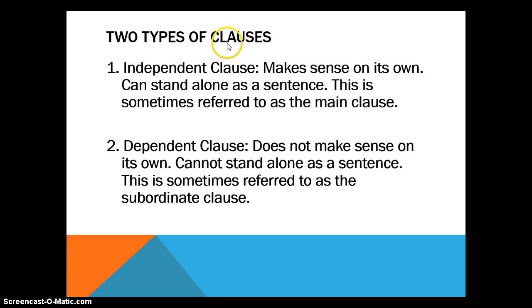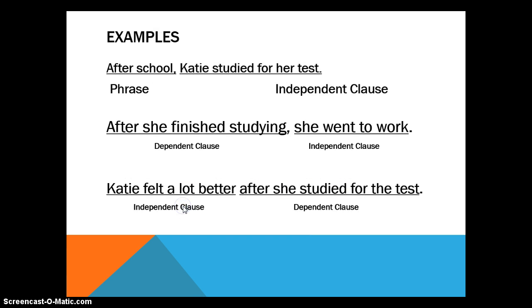We have two kinds of clauses, independent clauses and dependent clauses. Independent clauses make sense on their own. They can stand alone as a sentence. This is sometimes referred to as the main clause. A dependent clause does not make sense on its own. It cannot stand alone as a sentence. This is sometimes referred to as the subordinate clause.